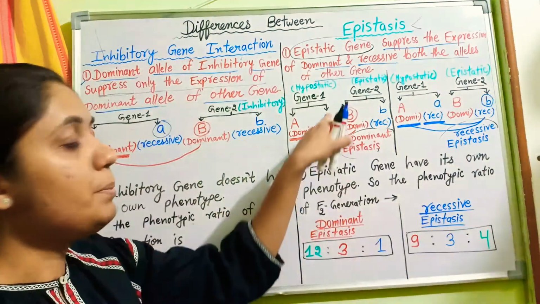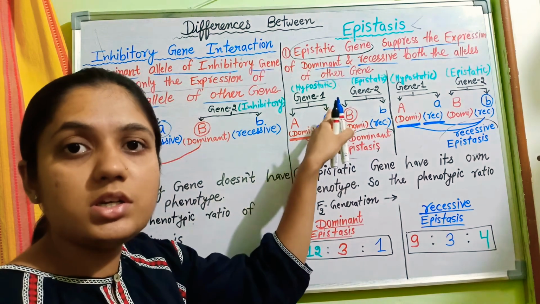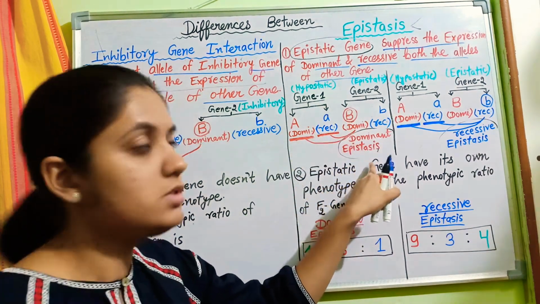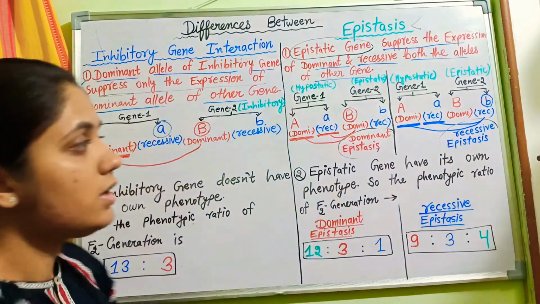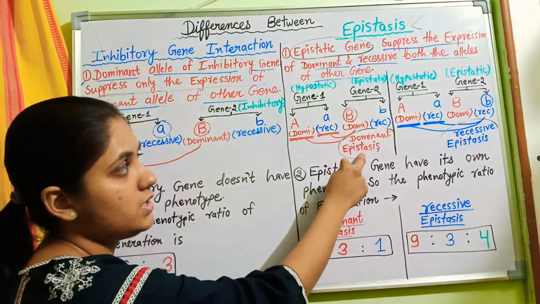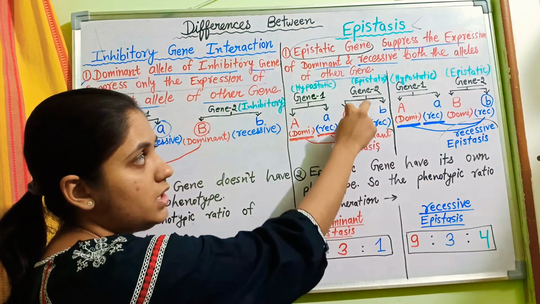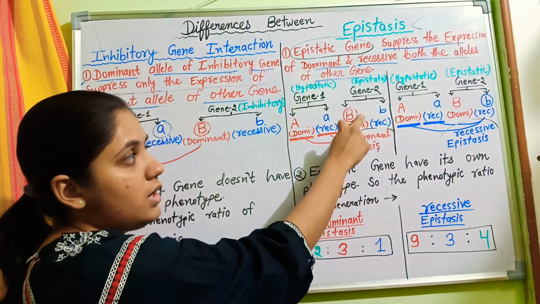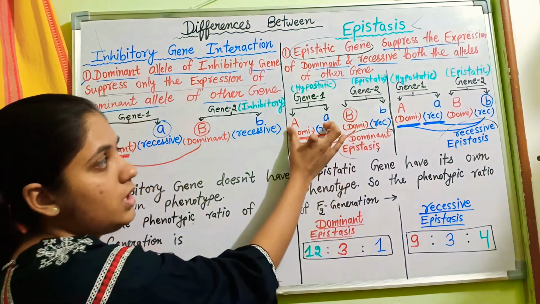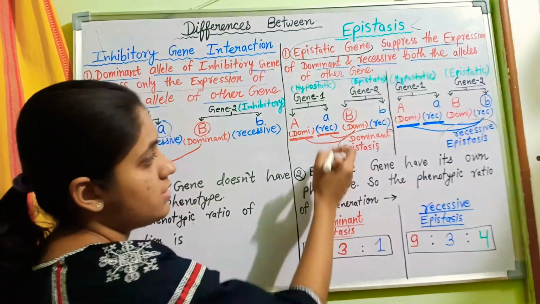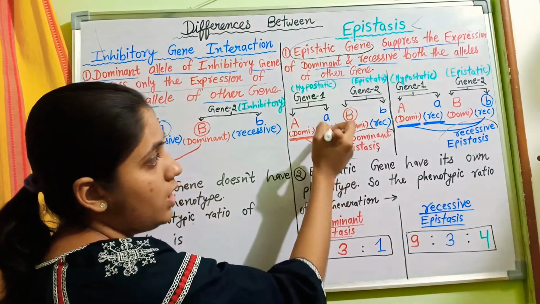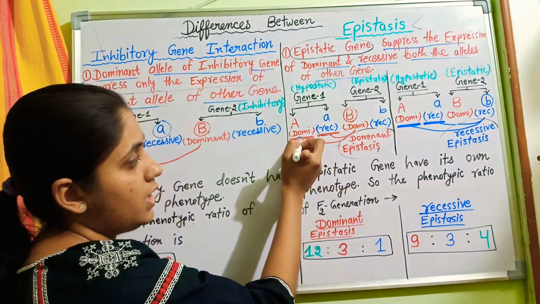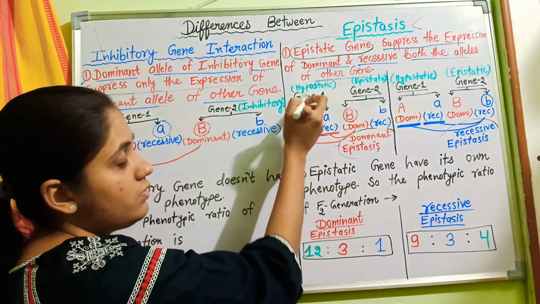Means the complete gene 1, the complete other gene is inhibited, either in the process of the dominant epistasis or in the recessive. Here in the dominant epistasis, this epistatic gene 2, the dominant allele, does the work of suppression, and both the alleles are suppressed. It suppresses the small a, the recessive allele of gene 1, and also the capital A, the dominant allele of gene 1 also.